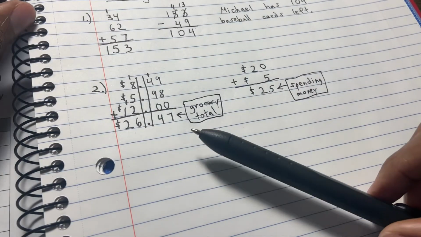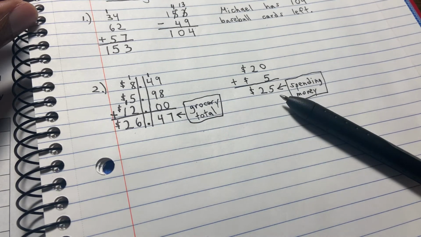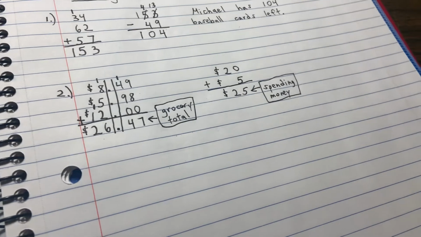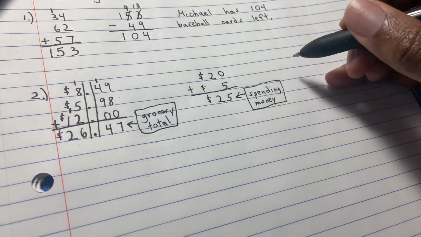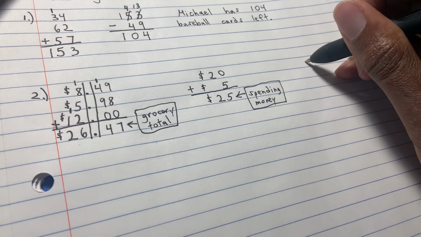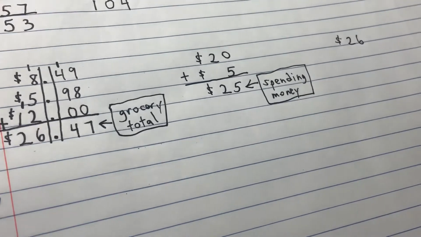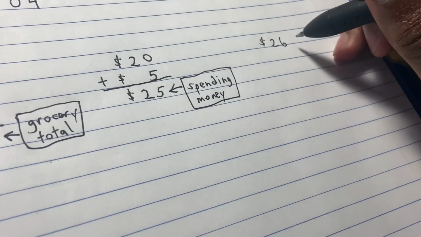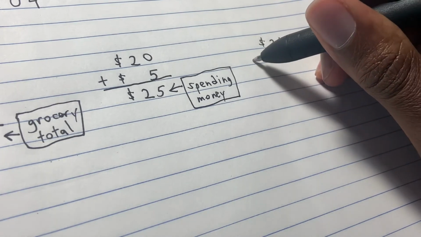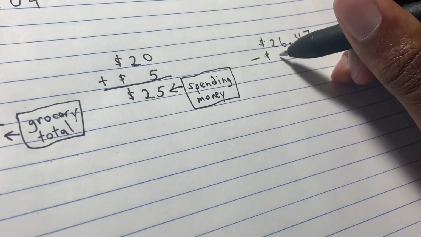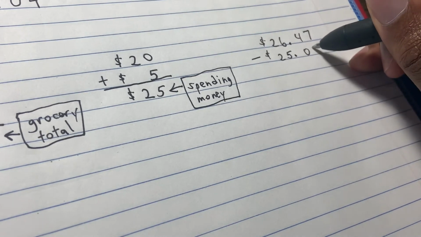We're going to subtract what? The grocery total and the spending money, right? Remember, always put which amount on top? Okay, good. Someone just said, Mr. Barbie, you're going to put the larger value on top. So 26.47 minus $25. Let's make sure we know how to line up.